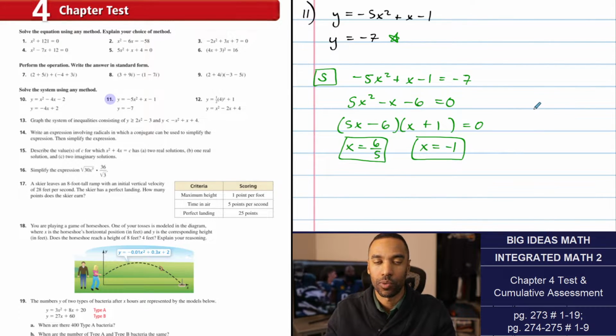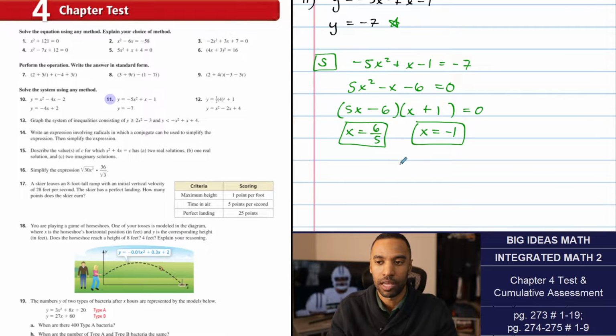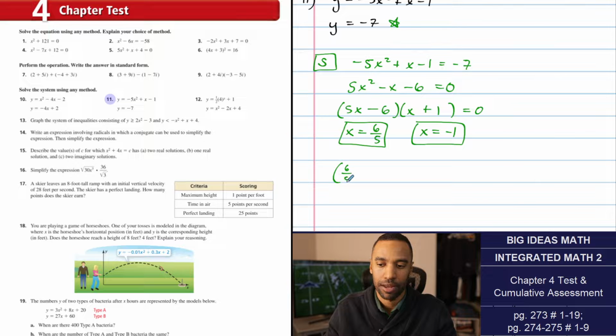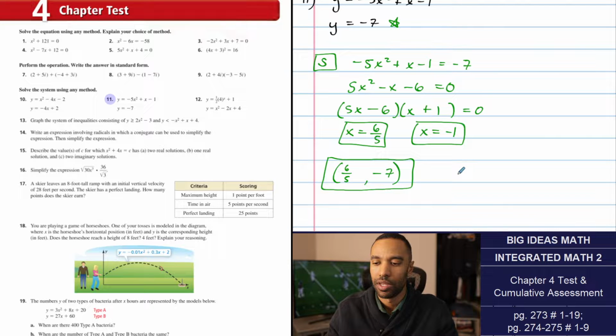There are possible no real solution cases. This is obviously not among them. Otherwise, I wouldn't have gotten x values. So anyway, there's an ordered pair that's 6/5 comma negative 7. I bring that up just because we might not run into them. And then negative 1 comma negative 7.